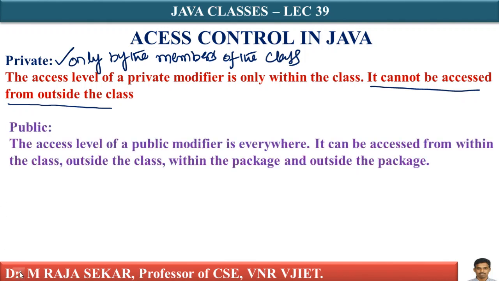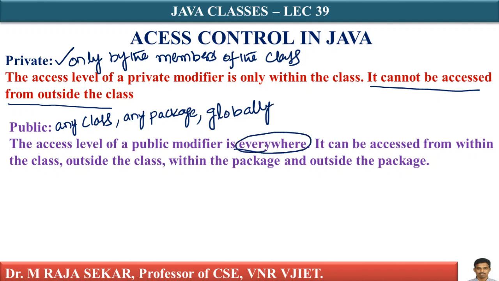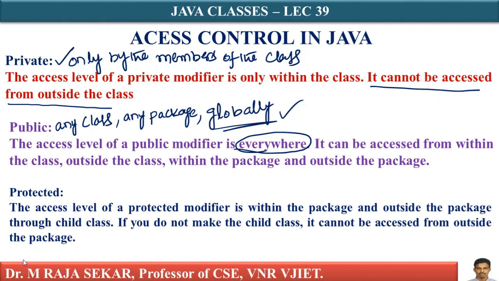What about the next one? The next one is the public access modifier. If public is the access specifier added, then the member is allowed to be accessed by any class, or any package. I will discuss packages in one or two classes. It can be accessed globally: from within the class, outside the class, within the package, and outside the package.